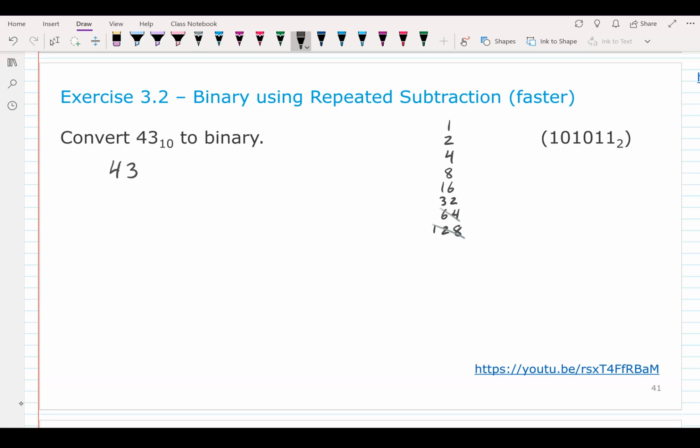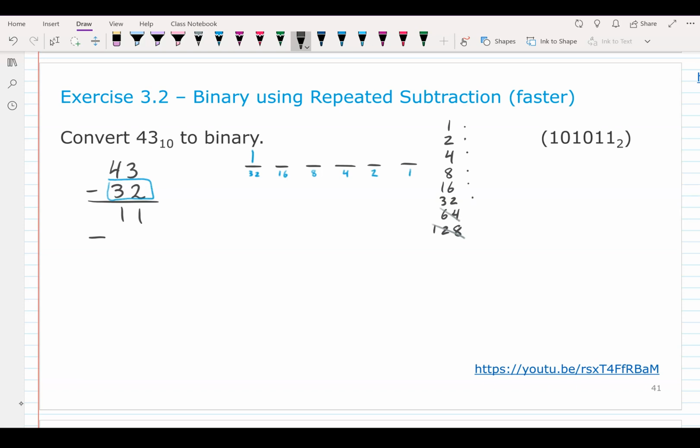43 minus our highest one. Okay, it fits in. We have 11 left over. So we've subtracted a 32. I should have set up 1, 2, 3, 4, 5, 6 placeholders because I've got a 32 here. So this is a 32. How many 32s I have? How many 16s? How many 8s? 4s, 2s, and 1s. So a 32 fits in.